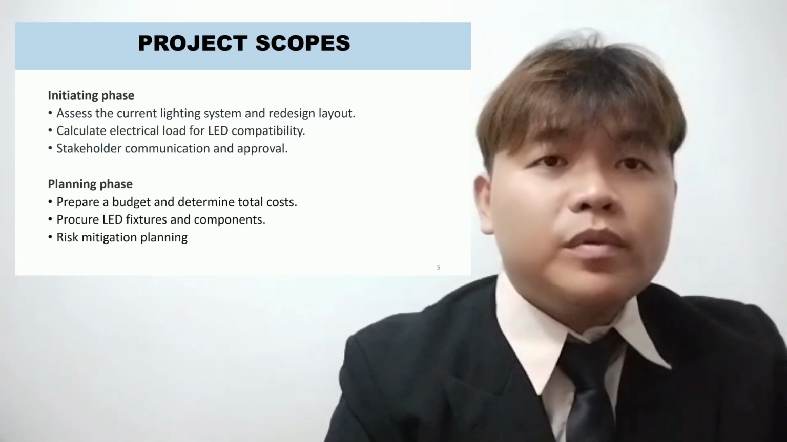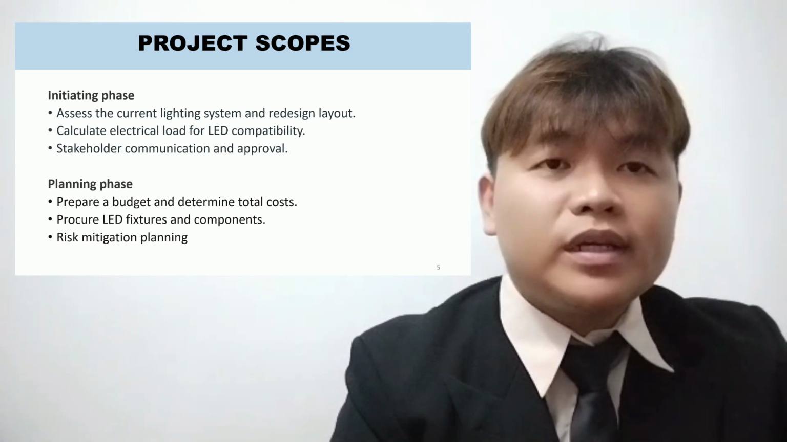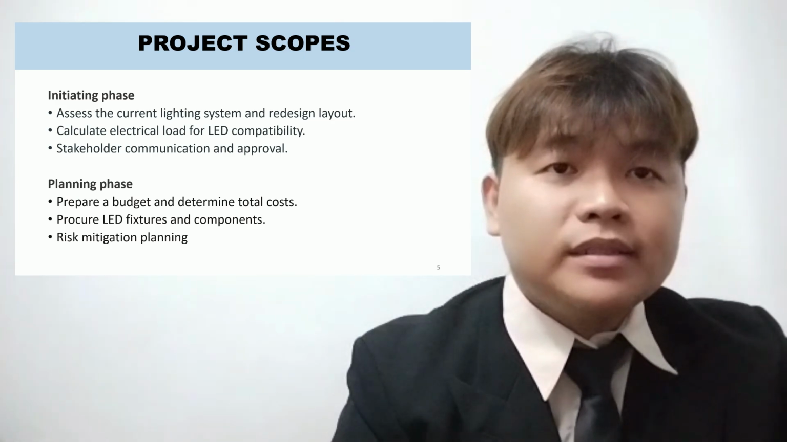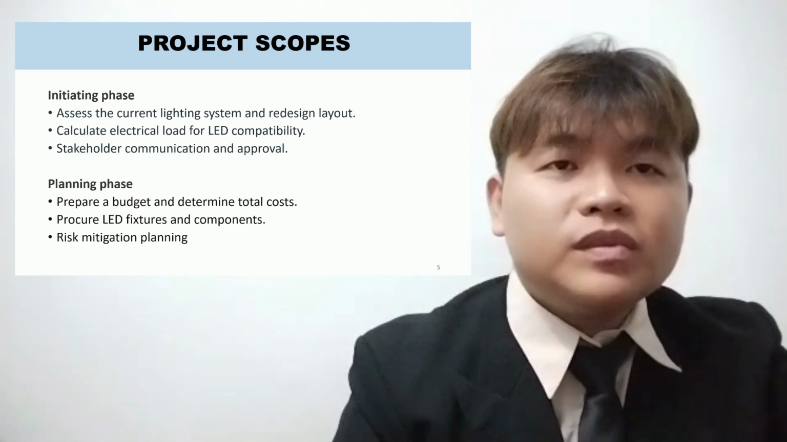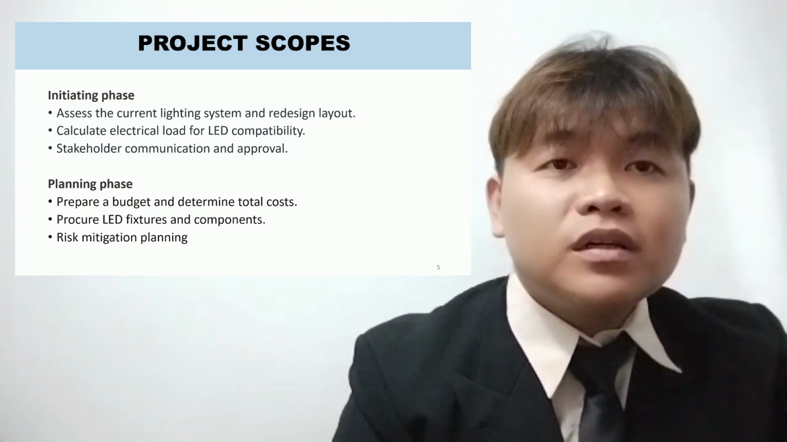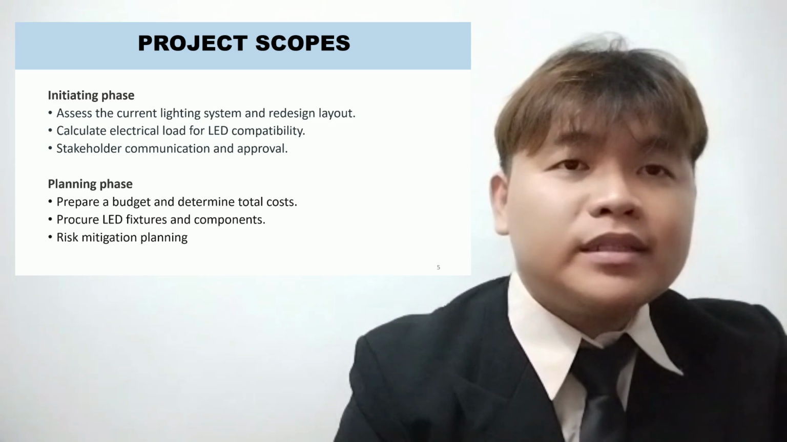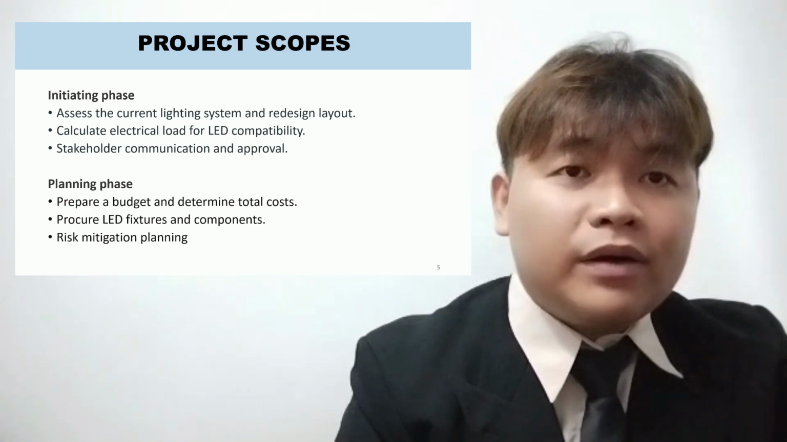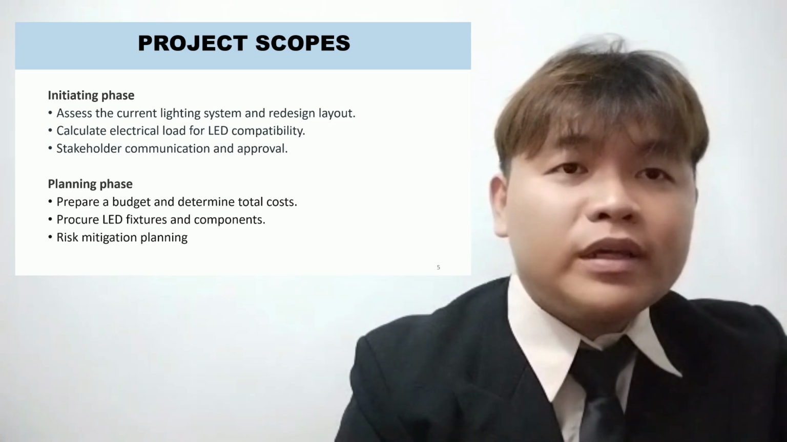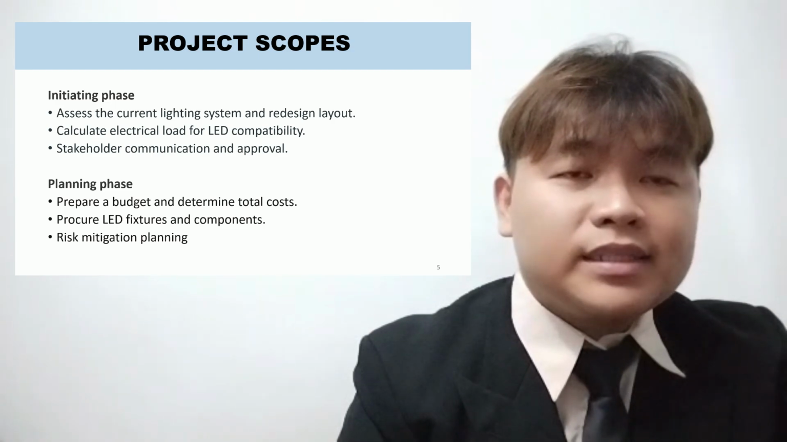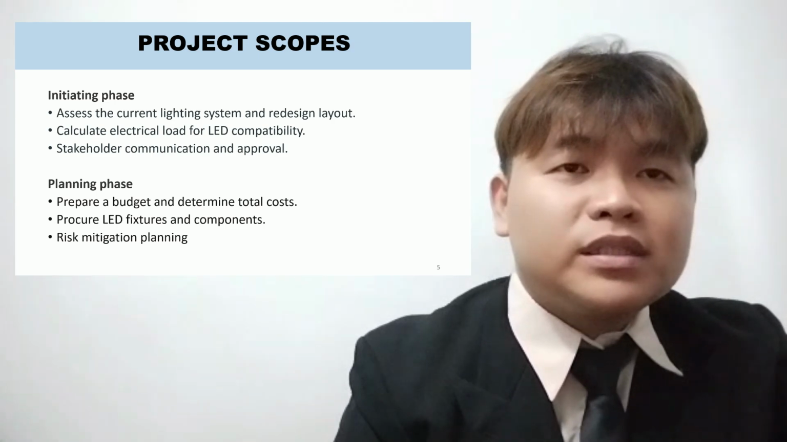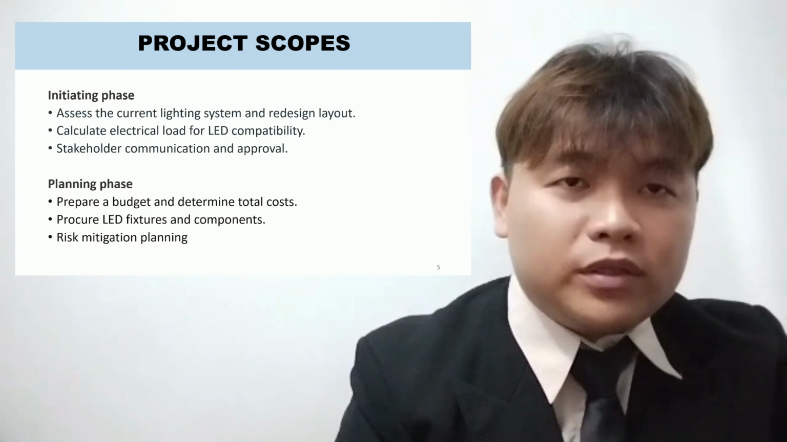In the project scope, it consists of four main parts. The first one is initiating, second is planning, third is performing, lastly is the closing phase. In the initiating phase, we need to assess the current lighting system and redesign the layout. Then we need to calculate the total electrical load for LED compatibility. Lastly is to communicate and get approval from the stakeholders.